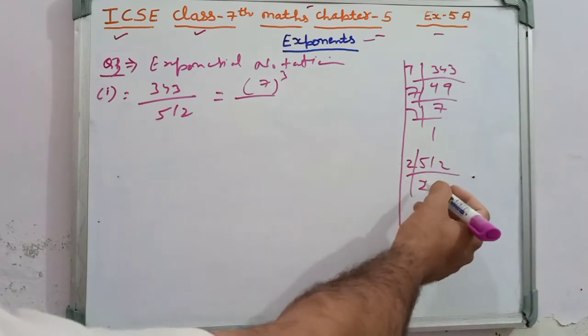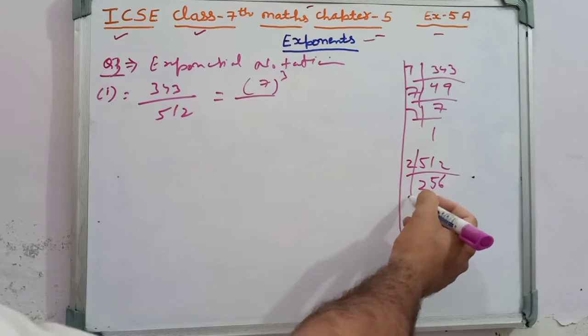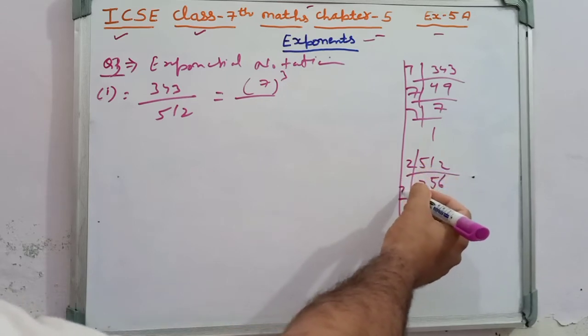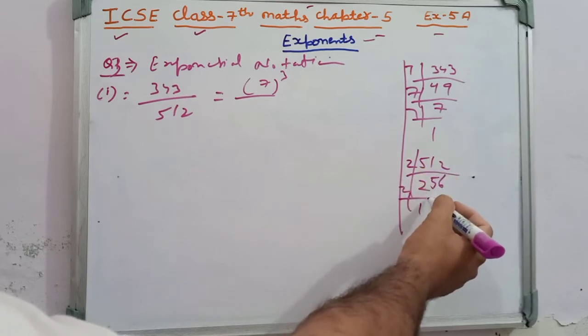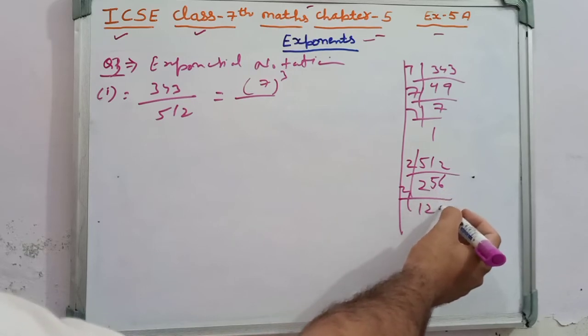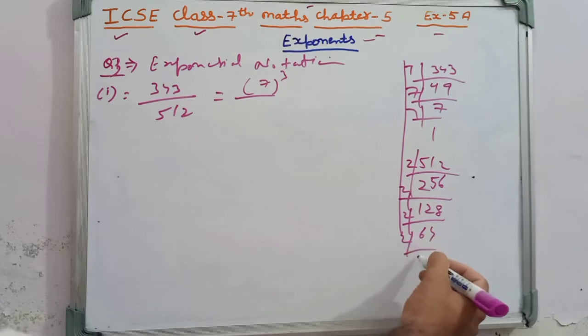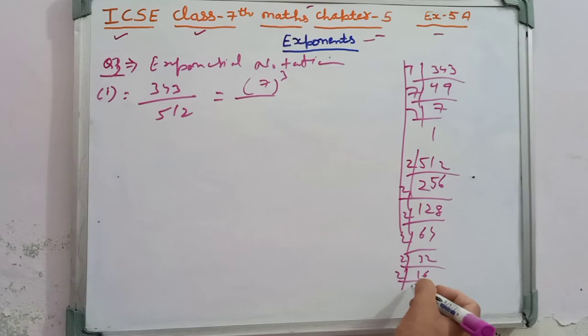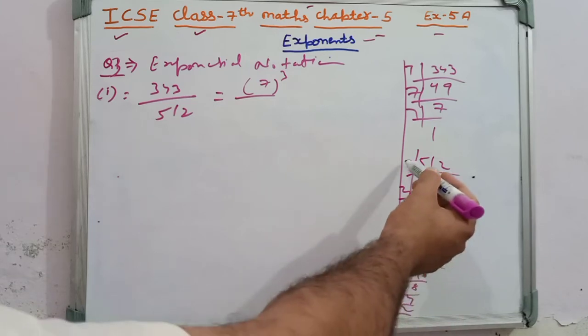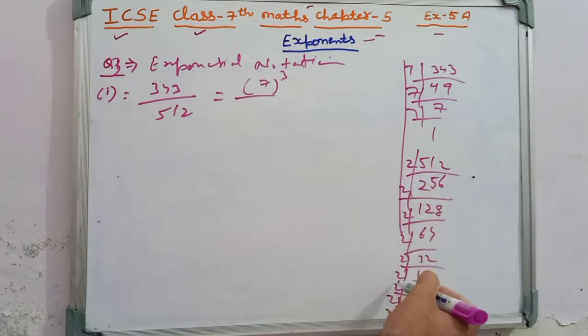2 times 2 is 4, 2 times 5 is 10, again 2, 2 times 2 is 4, 2 times 8 is 16, 2 times 4 is 8, 2 times 35 is 32, sorry. 2 16, 2 8, 2 4, 2 2, 2 1. How many 2s? 1 2 3 4 5 6 7 8 9.